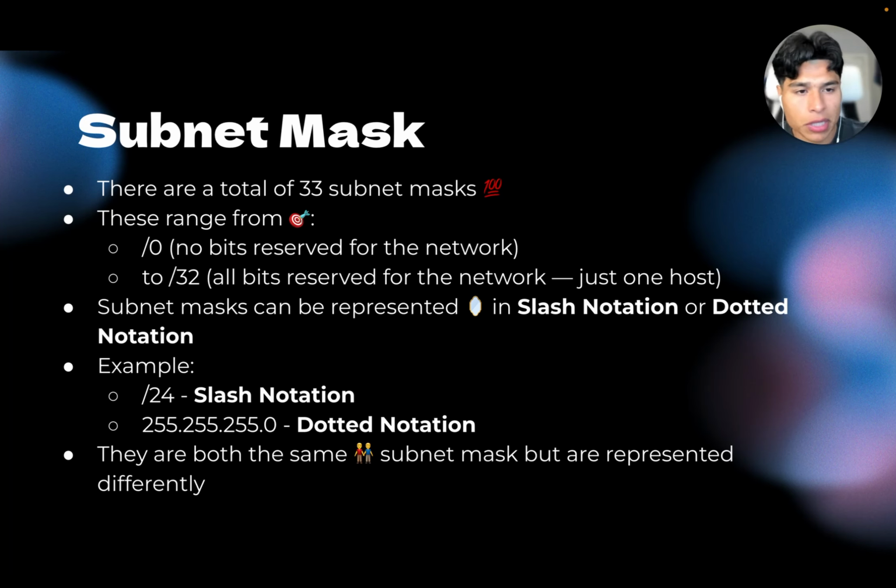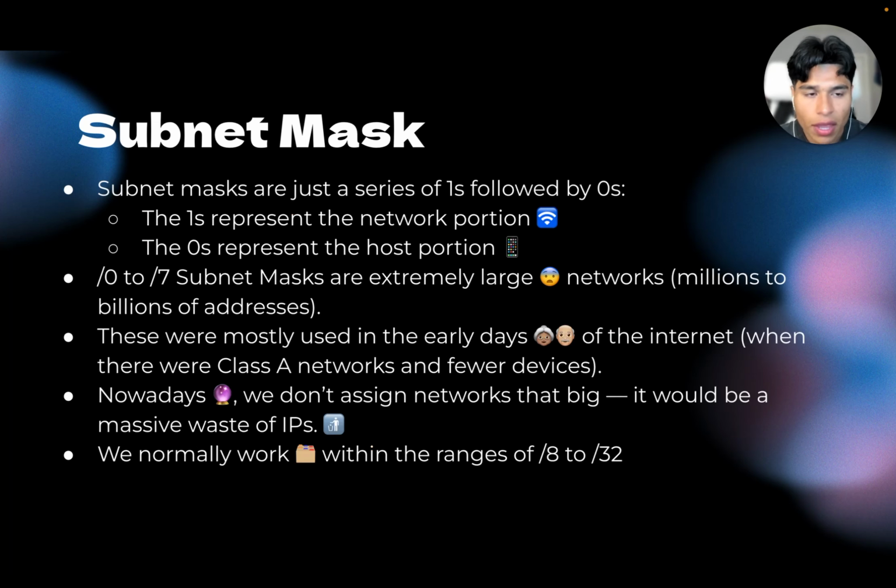And subnet masks can be represented in slash notation or dotted notation, right? So slash notation, you'll see here that /24, that's the example. And then dotted notation, it's the same subnet mask, but it's represented in the 32-bit address format, right? So 255.255.255.0. They're the same subnet mask, but they're just represented differently. And subnet masks are just a series of ones followed by zeros. The ones represent the network portion, the zeros represent the host portion, right?